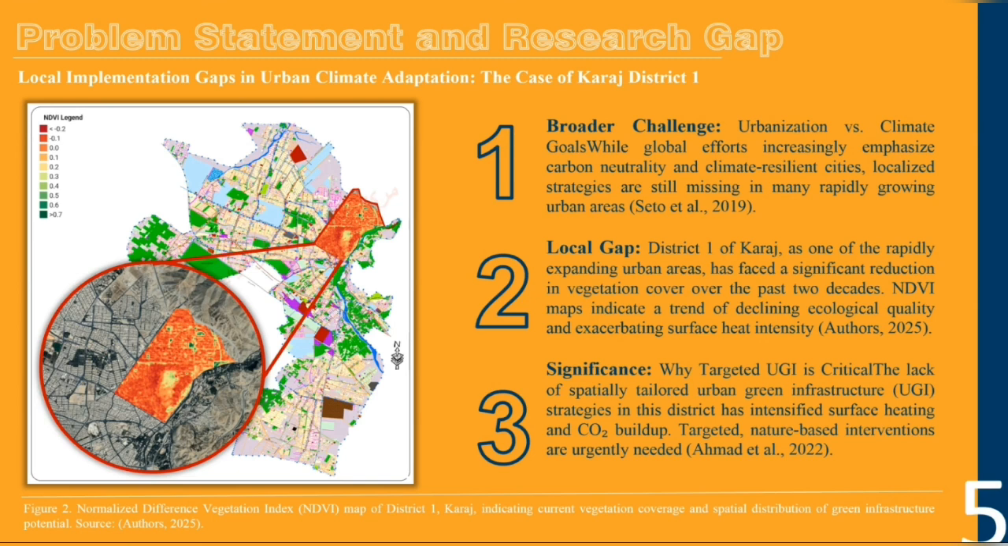Nature-based solutions like green roofs, walls, moss, and microalgae can play a vital role. Without spatially tailored strategies, urban heat and carbon dioxide will intensify. This study shows that location-specific UGI is urgently needed to support sustainable development and climate resilience.